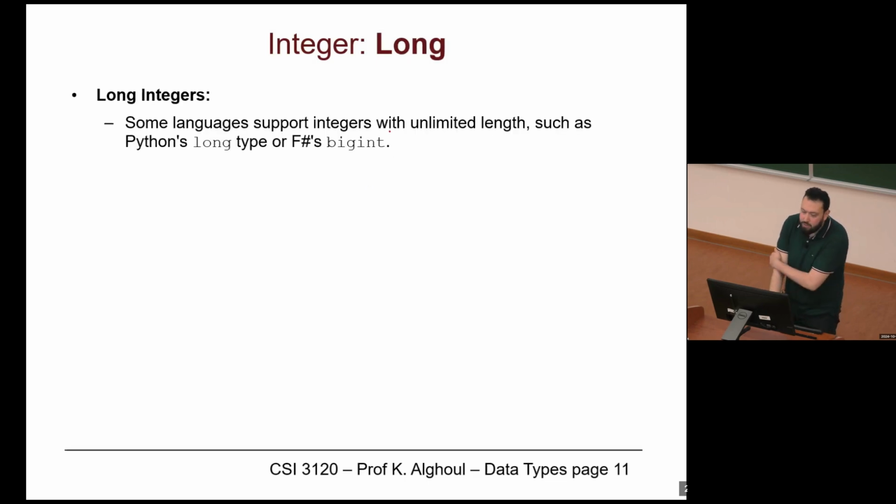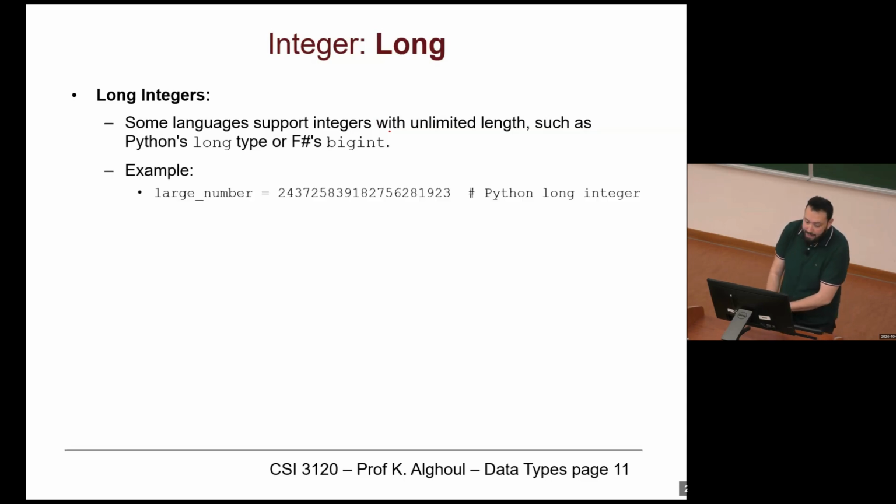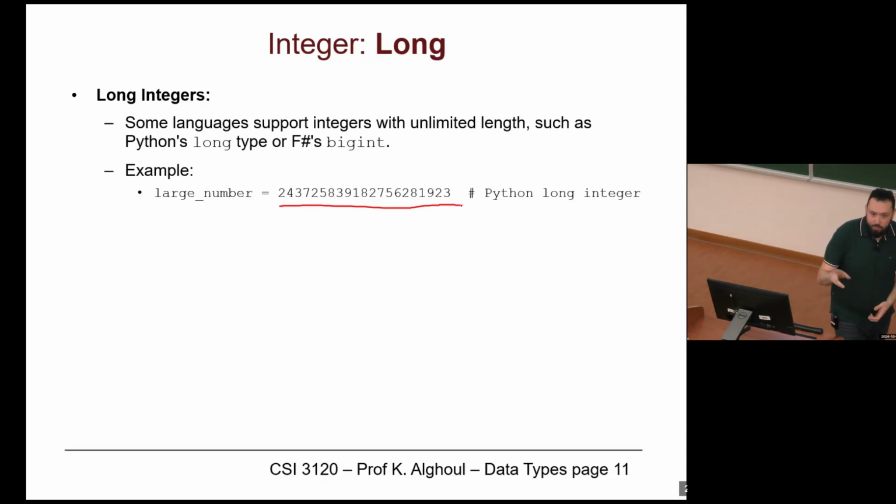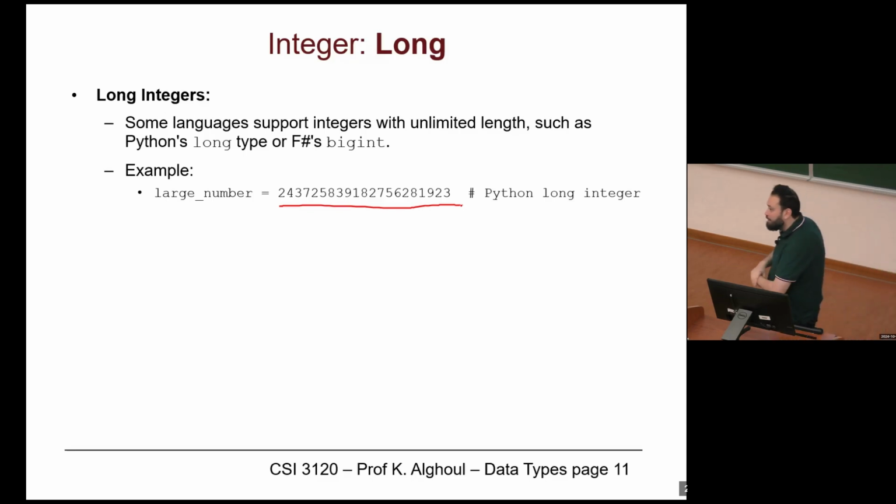Some languages support integers with unlimited length, such as Python's long. So, for example, in Python, if you write this number, it will pass, okay? The good thing about Python, and that's why you're going to see me switching between Java, Python, C++, just to give you a better idea, is that if you write a number, whatever it is, it's going to automatically switch it to long for you, right? Why? What did we take in the last lecture? What is the type?